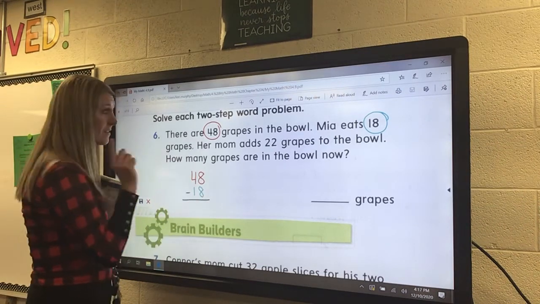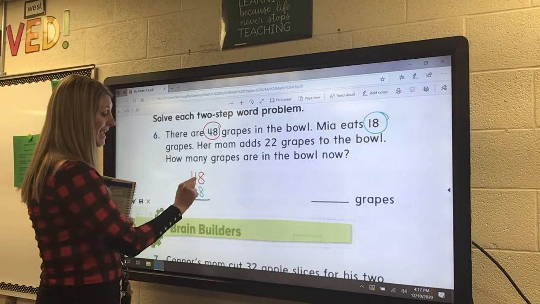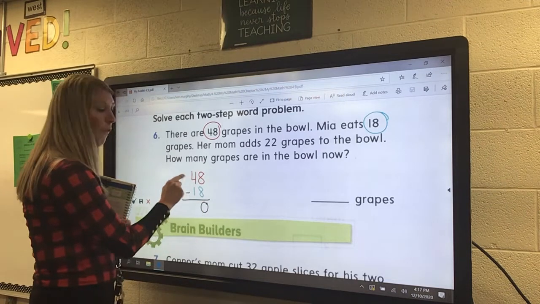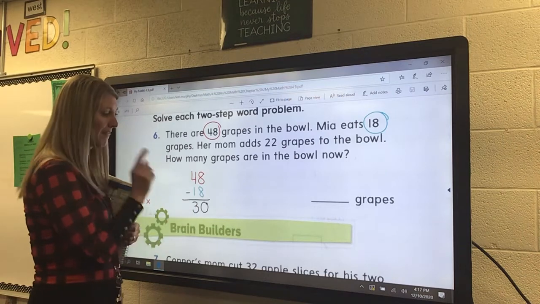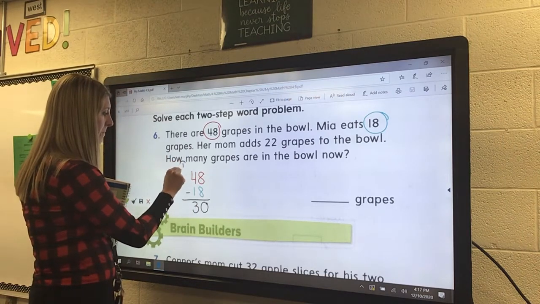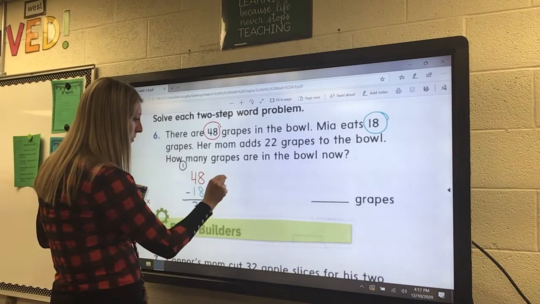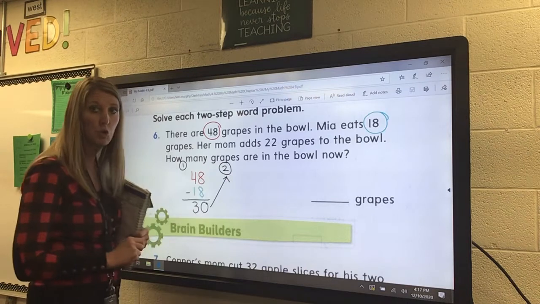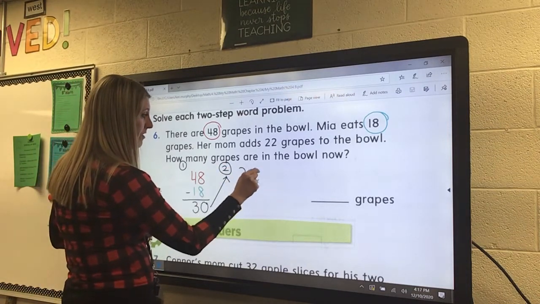All right, so the first step is to subtract. So 8 minus 8, I can do that. That's 0. 8 minus 8 is 0. 4 minus 1 is 3. Okay, that's the first step. Mrs. Murphy's going to put a 1. Now, the second step is to take that 30 and put it up here. So you can even draw an arrow. And here's step number 2. We have 30 grapes now.